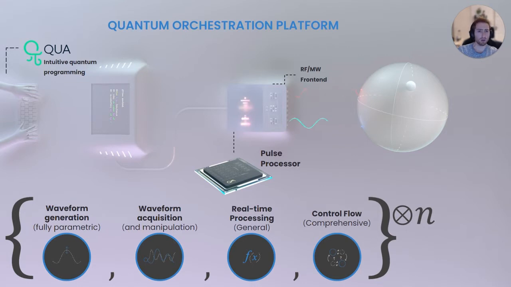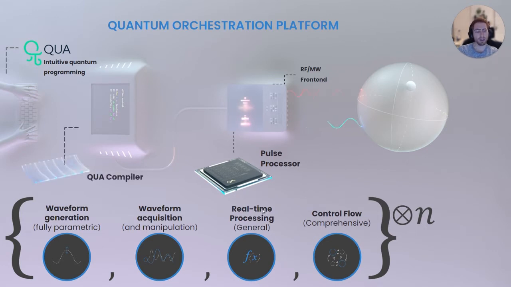QUA is an open source language that we have developed in the past 3 years. It gives the user a very high level, intuitive, pulse level control of the system, and allows the user to focus on the intent, on the algorithm, instead of the hardware constraints.